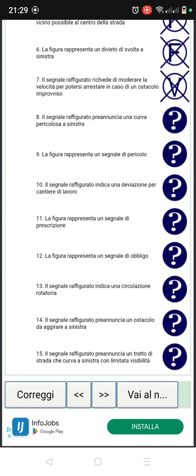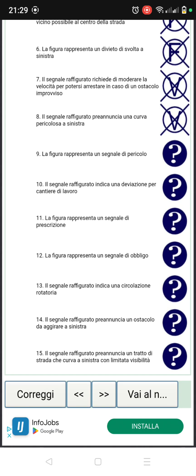Number 8. Il segnale raffigurato pronuncia una curva pericolosa a sinistra. Yes, this sign figure is announcing a dangerous curve to the left, and it's true. Number 9. La figura rappresenta un segnale di pericolo. Yes, it's true. This signal is representing a dangerous signal, and it's true.